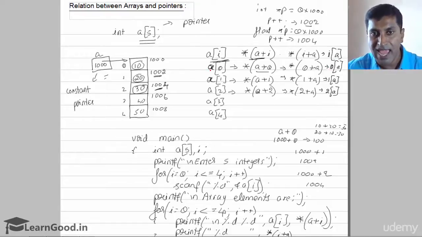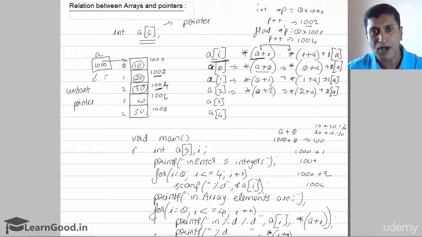When I give a of I, internally it takes as asterisk of a plus I. When I give I of a, same way it's going to take it as asterisk of I plus a. That means when these both are same, naturally this also has to be same. That is, you can give even I of a for displaying all the elements. It's not that all the time you need to give only a of I. Usually in the textbooks everywhere we just give a of I. So you can also give I of a.